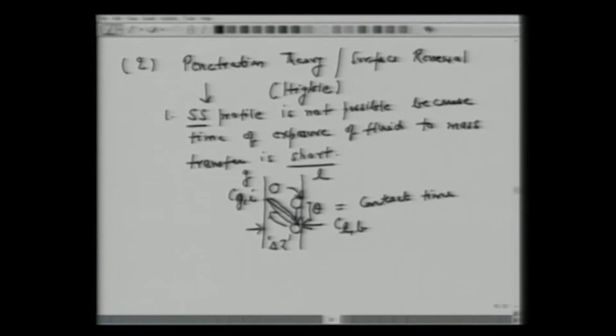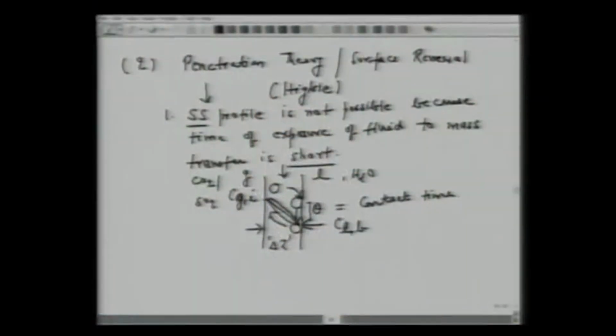So these are the main postulates, which could be very realistic. Suppose we have carbon dioxide or sulfur dioxide, and we have this water here. There is a flow, we have high Reynolds number, so that there is turbulence, and we have these eddies. So these eddies continuously move within the fluid. As per this penetration theory, the eddies come here, they spend some time, and they go back to the bulk concentration, to this C_Gi concentration, whatever we have in this gas phase.